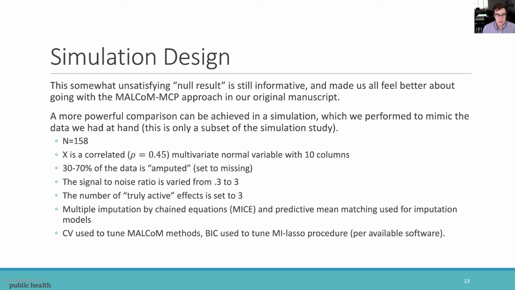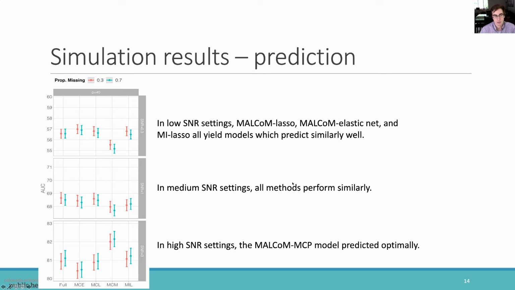We performed a simulation where we kept it, for the most part, looking like the data at hand, but we did vary the percent of data that's missing as well as the signal-to-noise ratio. And this is just a subset of the simulations we actually did. So looking at the predictive accuracy results for this, you can see that for AUC, the Malcolm-Lasso, Malcolm-Elastic-Net, and MI-Lasso all yield models which predict similarly well in the low signal-to-noise ratio case, which is up here.